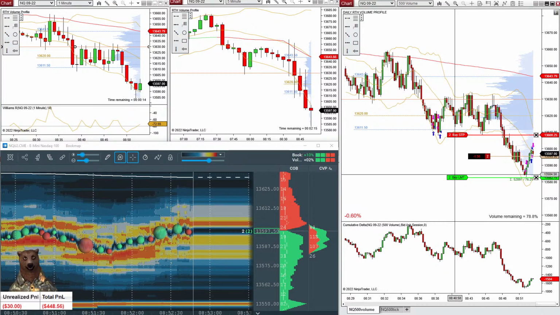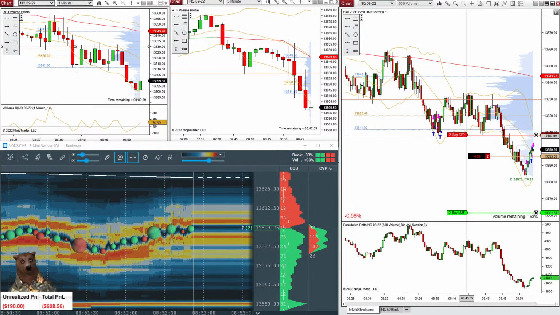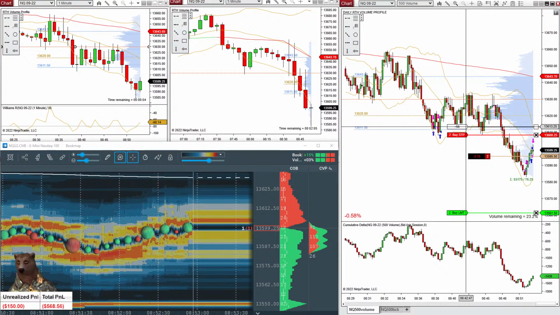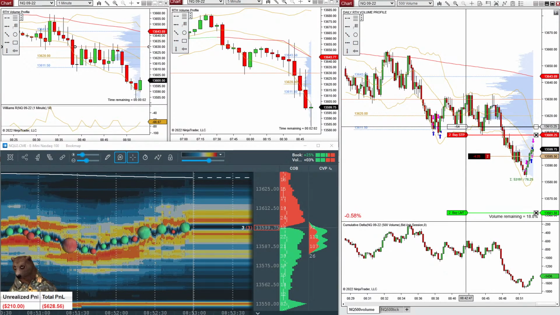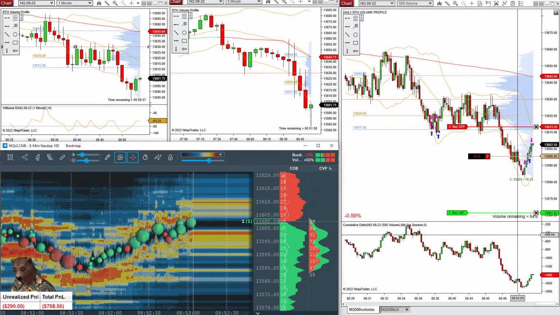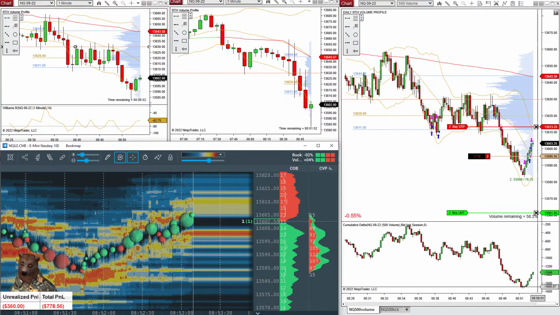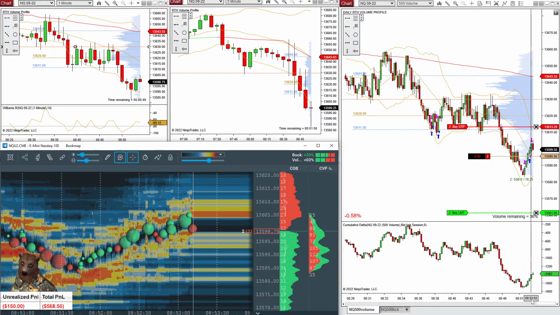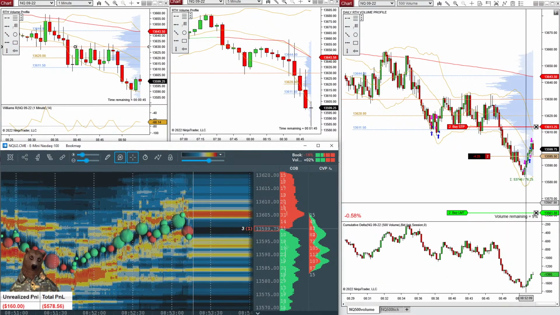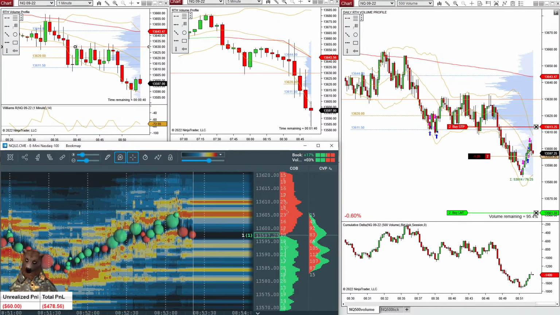Do you like that trade though? So one thing, you can see here cumulative delta going into exhaustion.